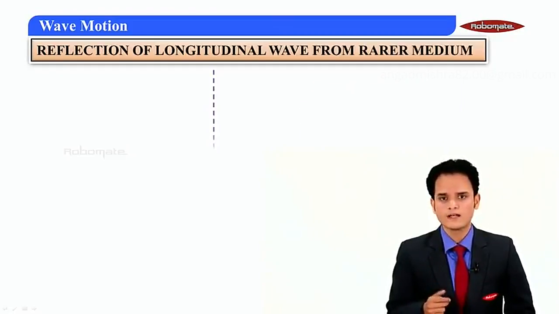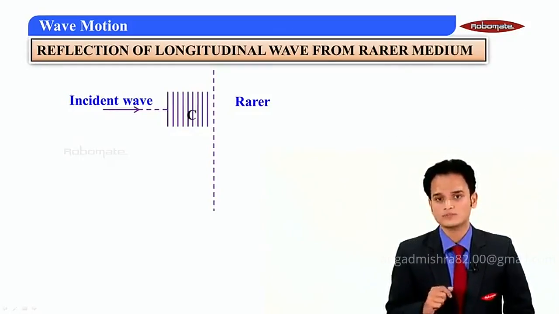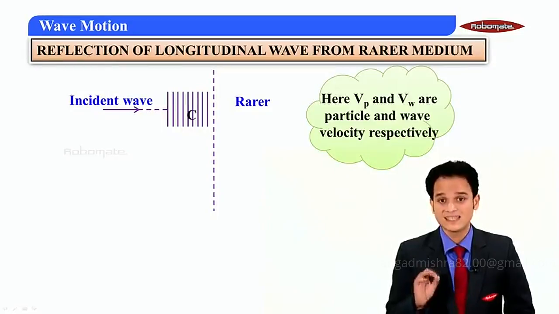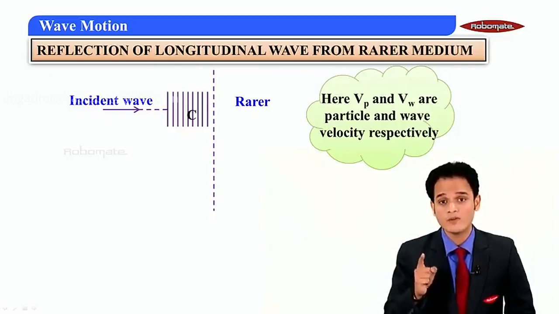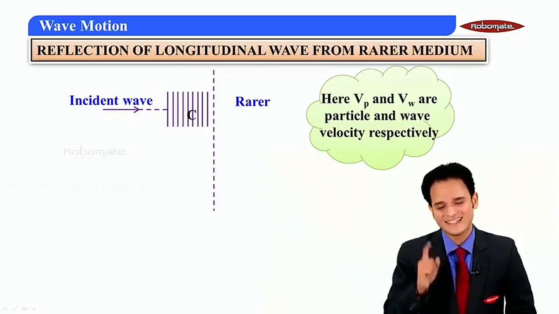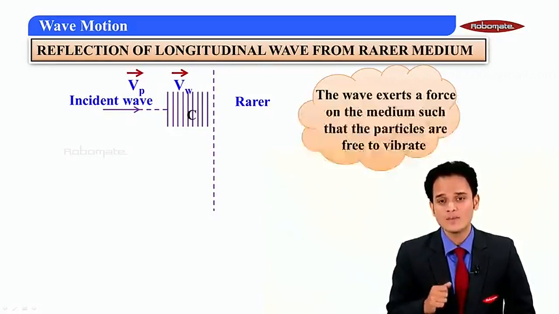So again, we'll consider a wave, a rarer medium and an incident wave which will again have compression. Now students, the same cycle. Vw and Vp have to be marked. It is a compression. Tell me whether Vp and Vw will be in the same direction or not. Yes, they are going to be in the same direction. So here we have our Vp and Vw.